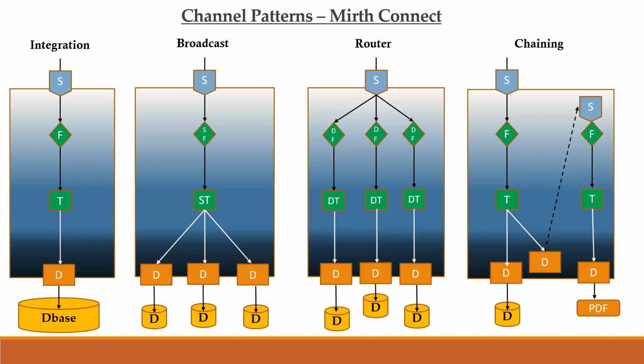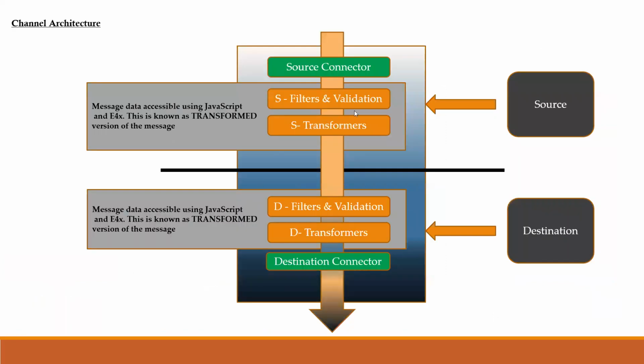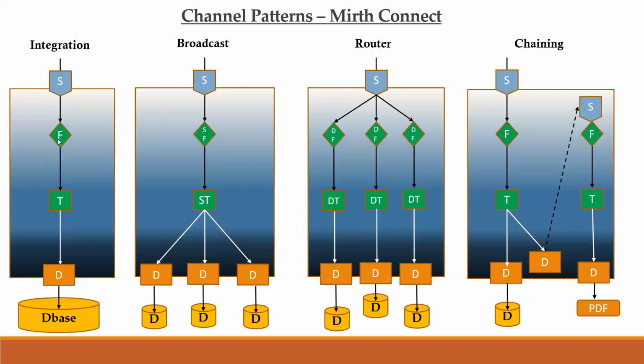Devansh, in the previous slide, you told us that for the source there will be filters and transformers, and for the destination also there will be filters and transformers. But in this slide, in the diagram, for the source there is only a source filter and source transformer, and then we get to the destination. In that first integration method, the destination filter and destination transformer are not there.